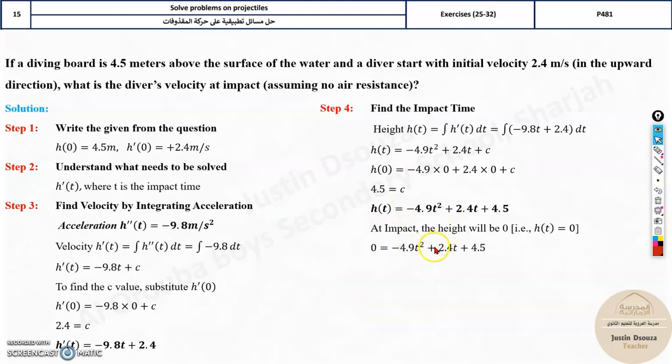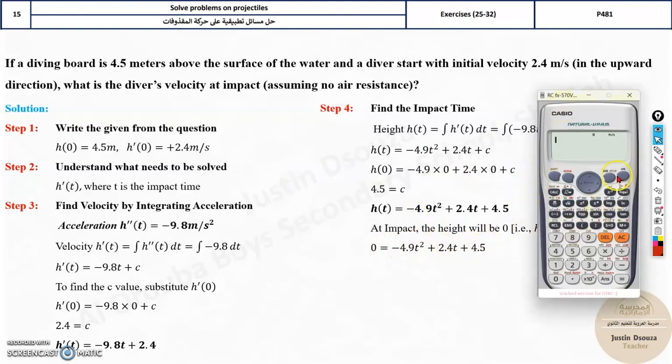Now you can solve this as a quadratic equation. All you need to do is put it in the calculator and solve. If you do not remember this, just take out your calculator, press mode, then 3. This is how you solve quadratic equations. Now over here, you just put in the coefficients: 4.9, which is before x squared. Over here, x is not there, it's t squared, that's fine. Then we have 2.4, and lastly we have 4.5, and the values of the equation are over here.